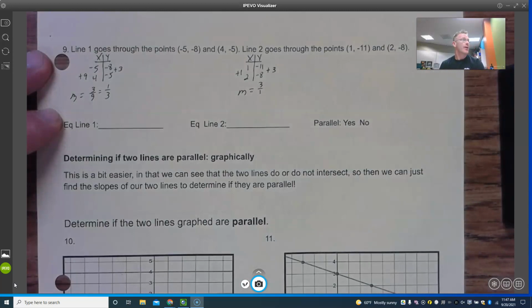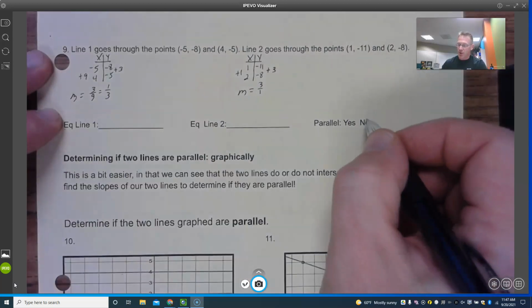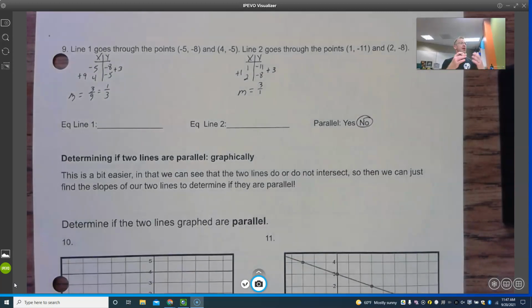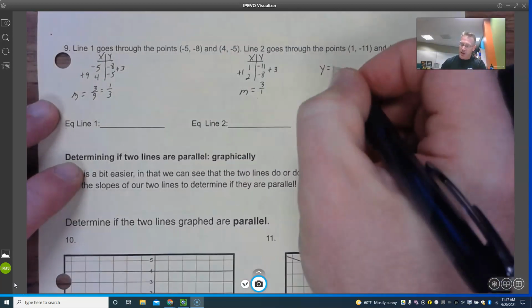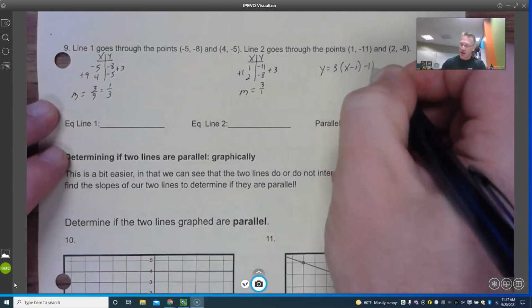So when I look at my work here, the slopes are not equal, so I don't have to worry about my lines being parallel. Now, if they were equal, then we would try to write the equation. And once again, this ties in. I'm just going to show you this real quick. So I would say y equals 3, and then I can take either point, x minus 1 minus 11.